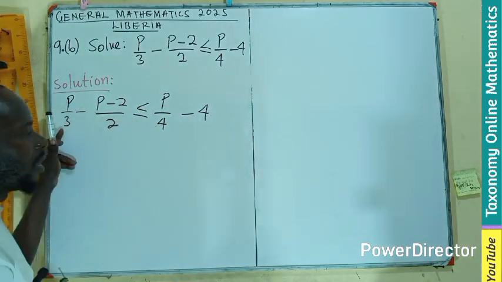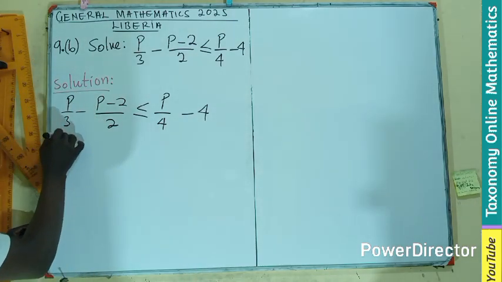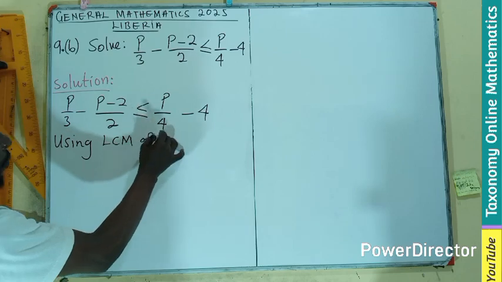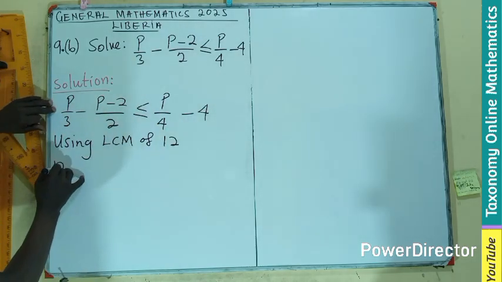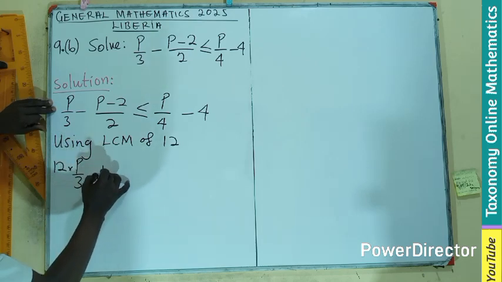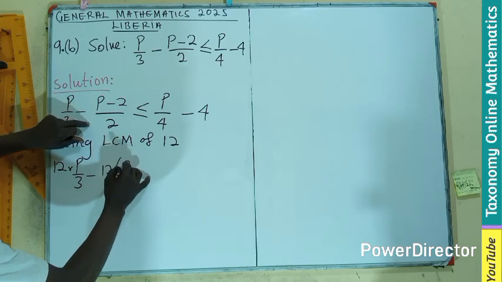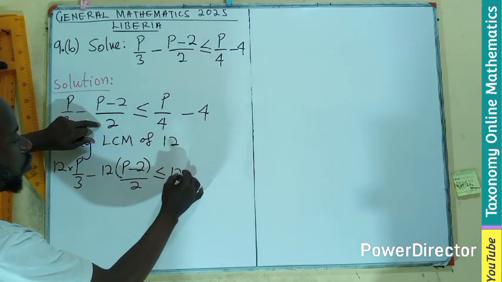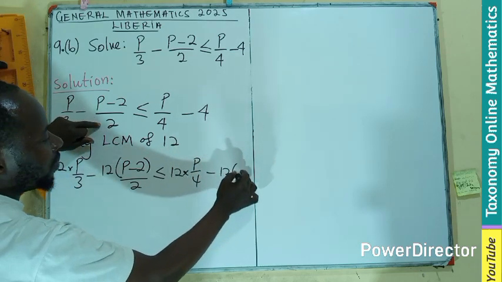So 3, 2, 4, the LCM is going to be 12. So using the LCM of 12, I'm multiplying through. Here I will show the multiplication. So 12 times p on 3, then 12 times, here this is a binomial term, so put in the bracket p minus 2 divided by 2, then 12 times p on 4, 12 times 4.